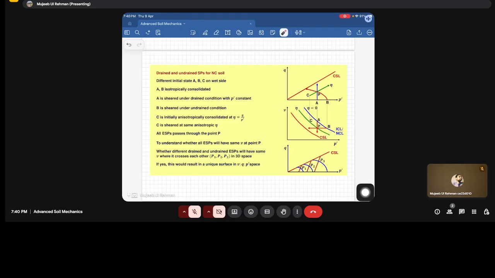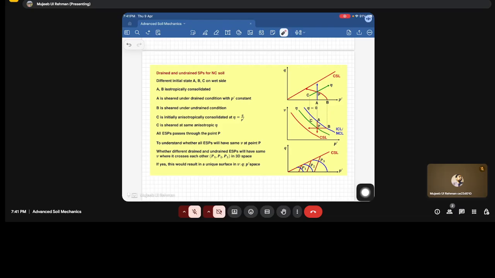Now, if different ESPs have a unique point, for example this is a drained ESP, this is an undrained ESP, this is an undrained ESP, this is an effective stress path, this is a drained, so they are crossing each other at some point. If we connect these points, there will be a plane, or in 3D a unique surface, which will be passing through these points.